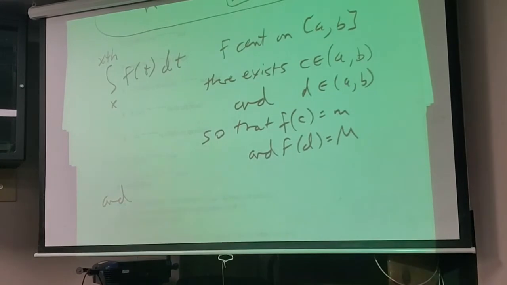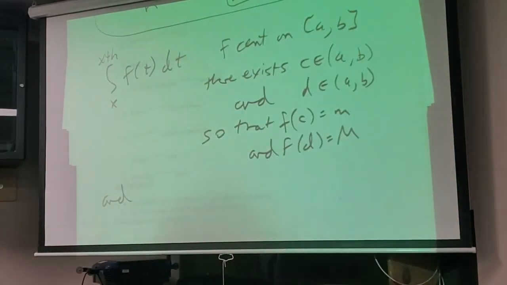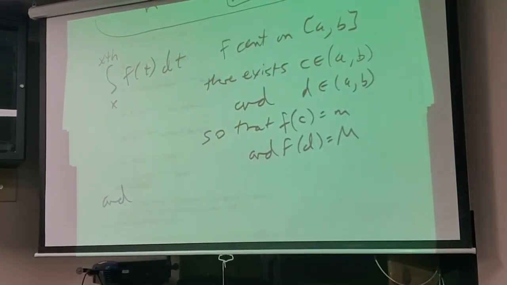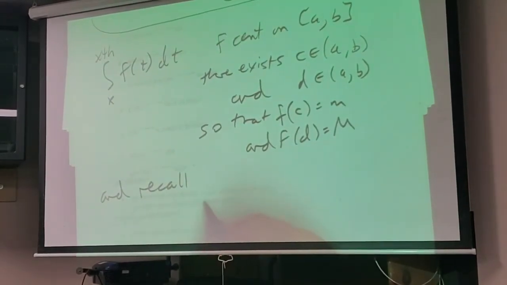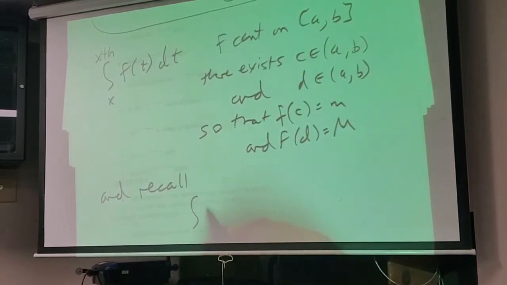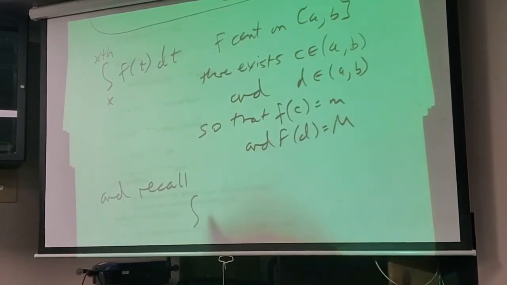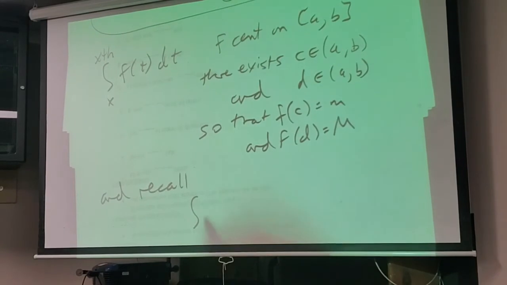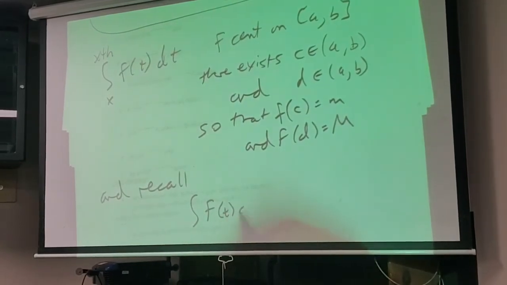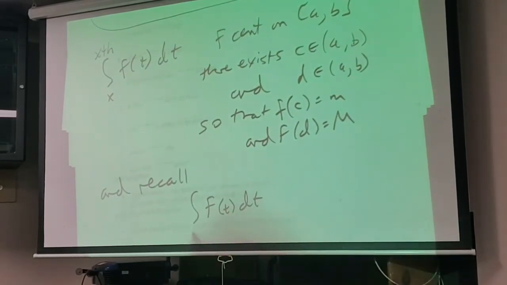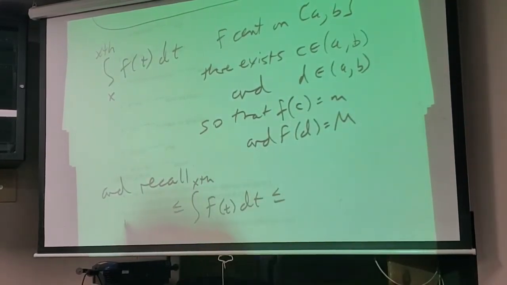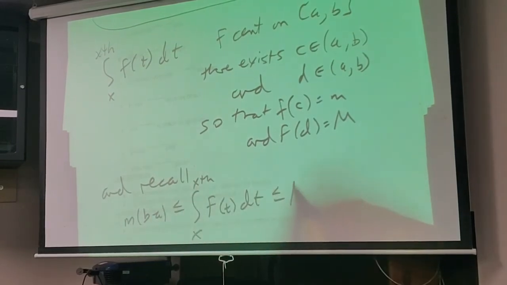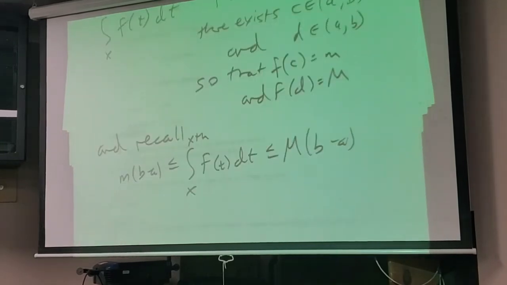I want to say this. Oh yeah. Recall this property of integration. I think it's the 8th one in the textbook. Some of you guys should know where I'm going, maybe. This integral has to be between little m times b minus a, and big M times b minus a. So that's the thing I was saying.